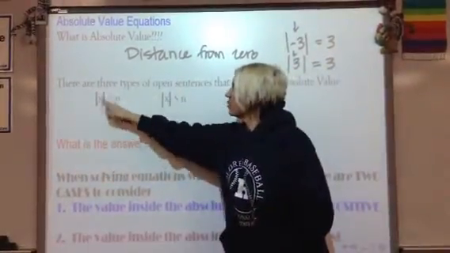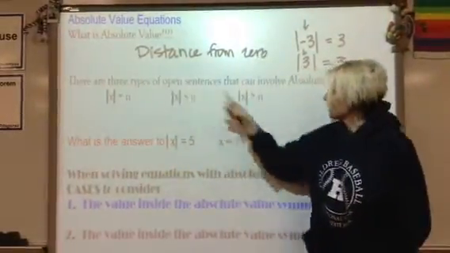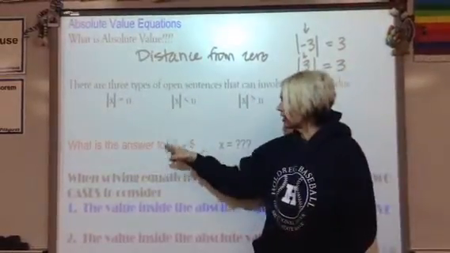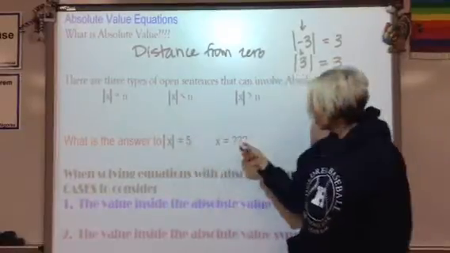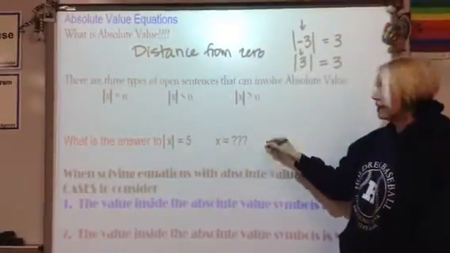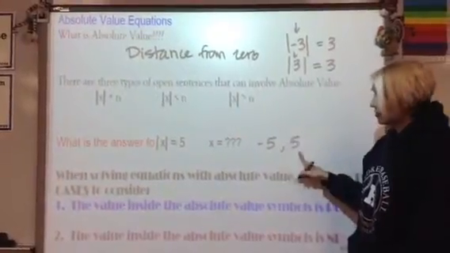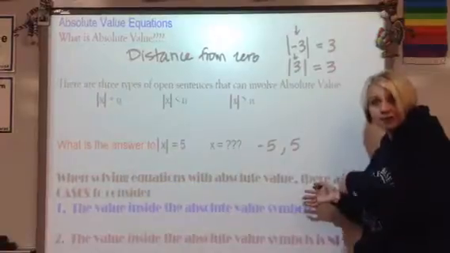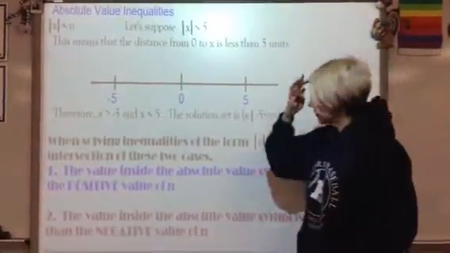And the same thing works. There are 3 different types of symbols. We can have an equals, a less than, or a greater than. So what number could be inside the absolute value that is 5 steps from 0? Well, we would have 2 cases. -5 is 5 steps from 0, and 5 is also 5 steps from 0. So you're always going to solve 2 cases, a positive case and a negative case, on all of these. Let's look at an example of that.